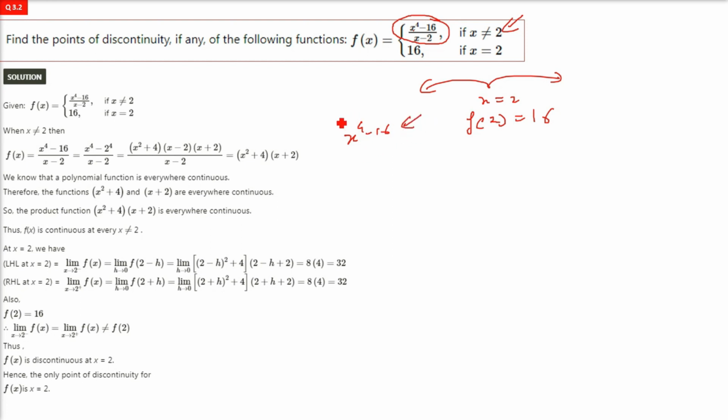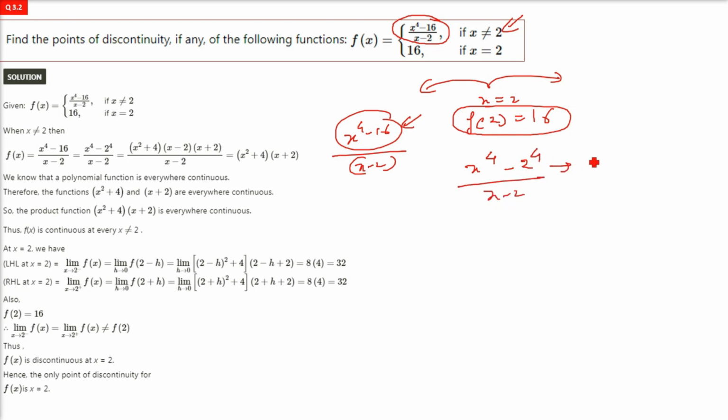So in order to discuss the continuity and discontinuity, first of all, we have to see that x to the 4 minus 16 is a polynomial function. The x minus 2 is again a first degree polynomial function. And since both are polynomial functions, f(x) by g(x), the division, is also a continuous function. Okay. So the denominator, we can simplify it so that we can go ahead with the checking of LHL and RHL, that is left hand limit and right hand limit. So let us first of all simplify it.